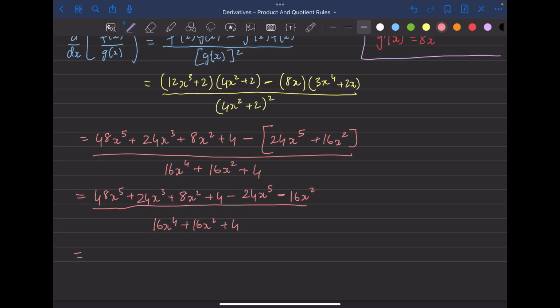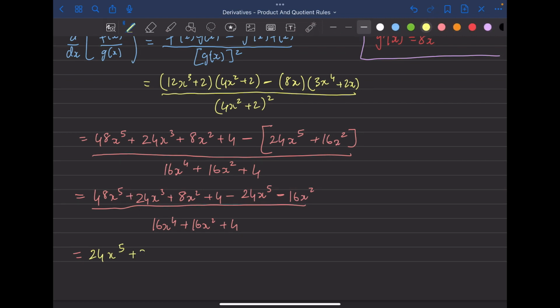And now we are almost done. So we have an x to the power of 5 here, we have an x to the power of 5 here. So 48 minus 24 is 24x to the power of 5. And then we have only one x to the power of 3, so let's write that down. So plus 24x cubed. And then we have one x to the power of 2 here, and then another one here. So 8 minus 16 is negative 8x squared. And then we only have this left, which is plus 4. And then all this is over the same thing, 16x to the power of 4 plus 16x squared plus 4. This is a very valid answer.